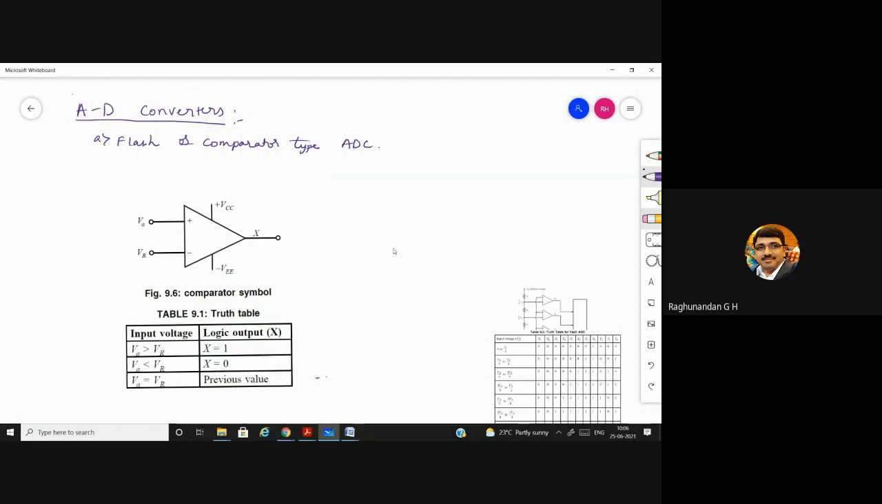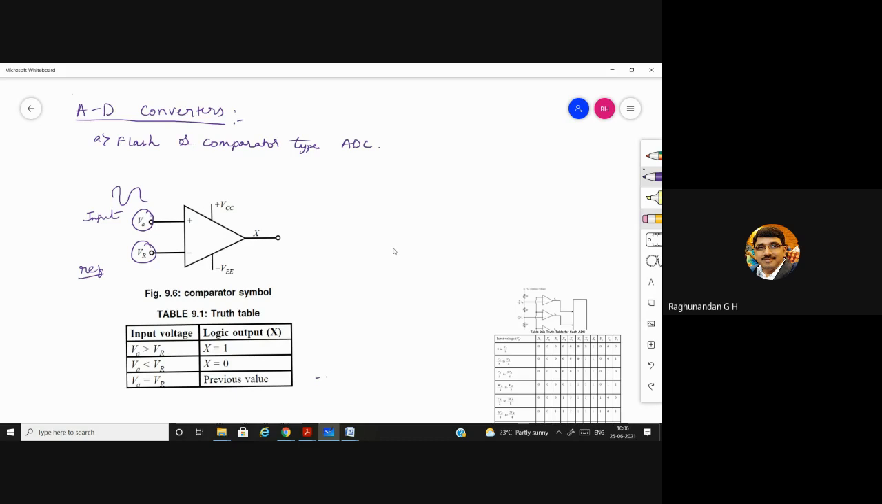Now you can see this VA is nothing but the input signal we are having. VR is the reference signal. The reference signal will be a DC signal, and VA is the sinusoidal analog signal which we are having, and this is the DC signal. Whenever your input goes above this reference signal, we consider it as 1.